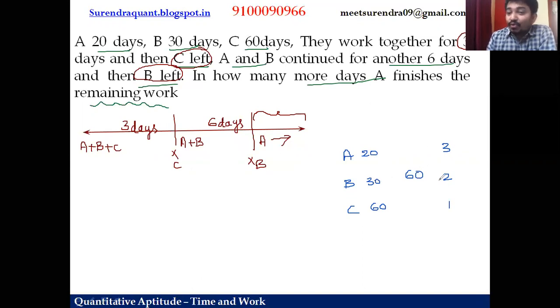60 by 30, 1 day work of B. 60 by 60, 1 day work of C. If all 3 persons are working together for the first 3 days, how much work is done? 3 plus 2, 5 plus 1, 6.